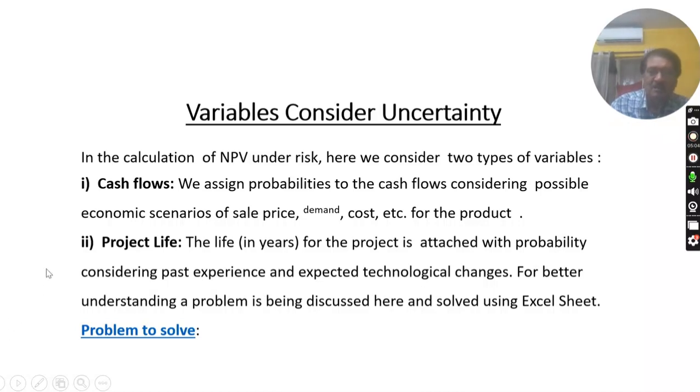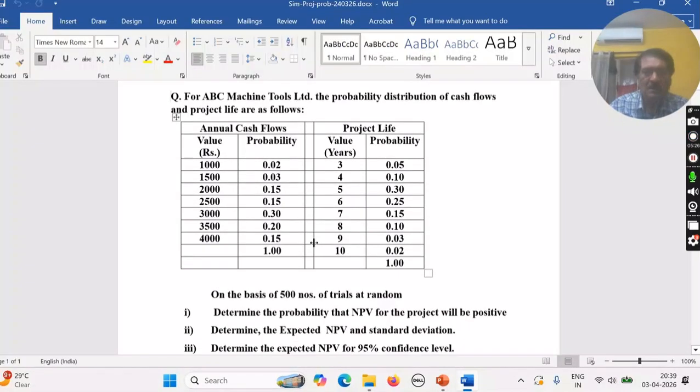For better understanding, we'll discuss a real problem, which we'll solve also. First, see the problem. Then you will get more idea about the uncertainty for selection of a project. Okay. This is the problem. I'm going to read the problem. For ABC Machine Tools Limited, the probability distribution of cash flows and projected lives are as follows. These data are given.